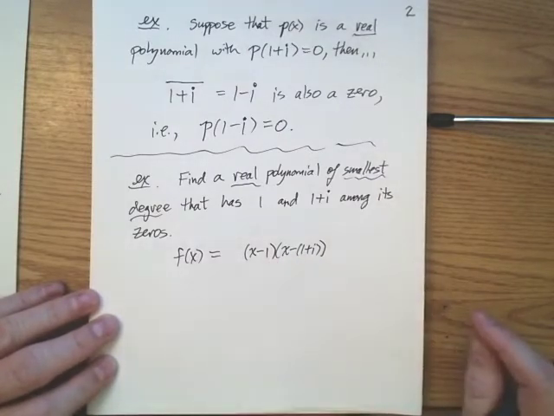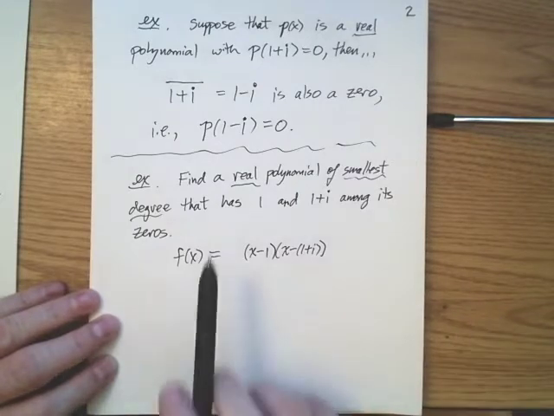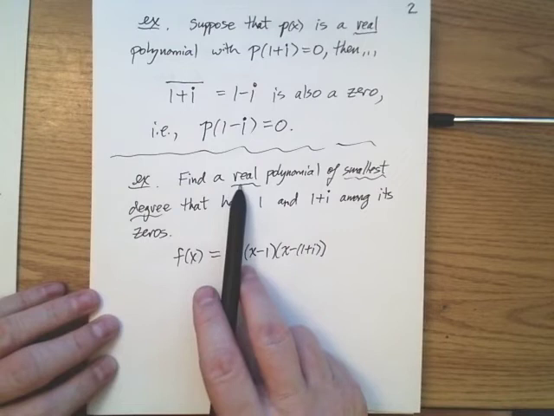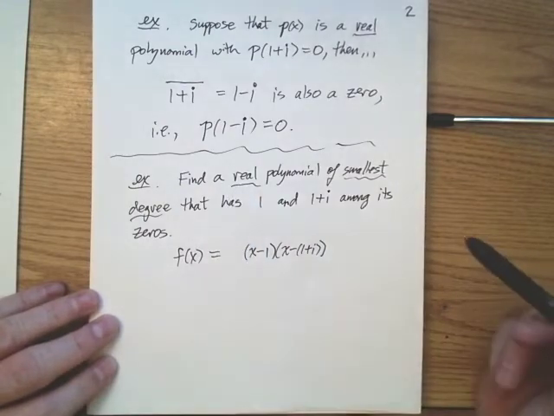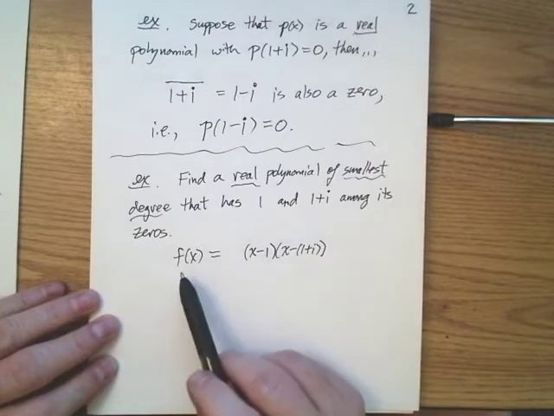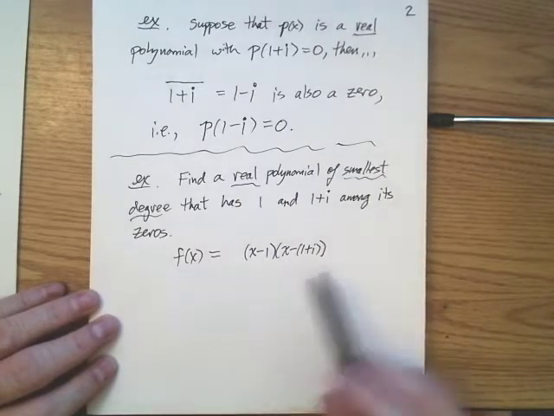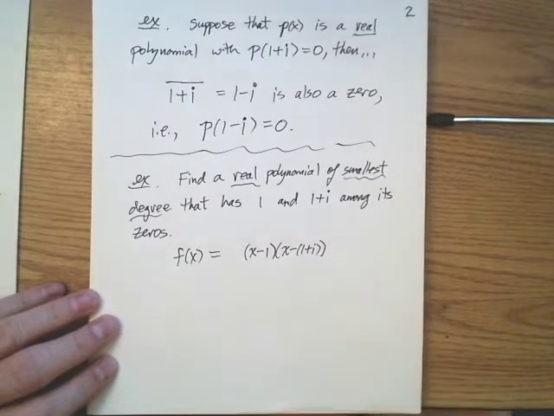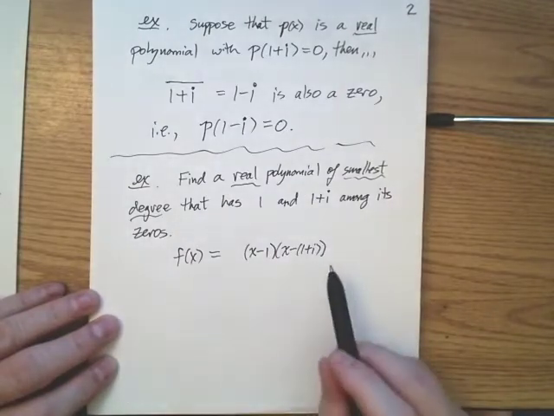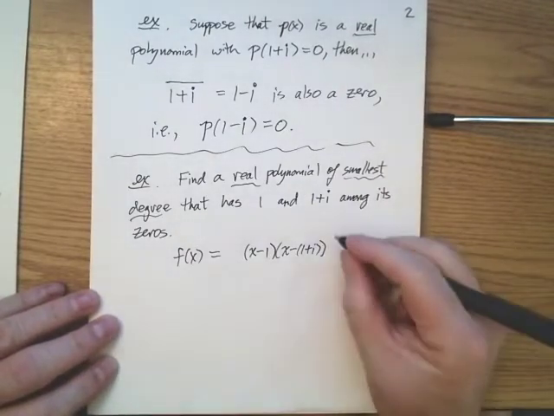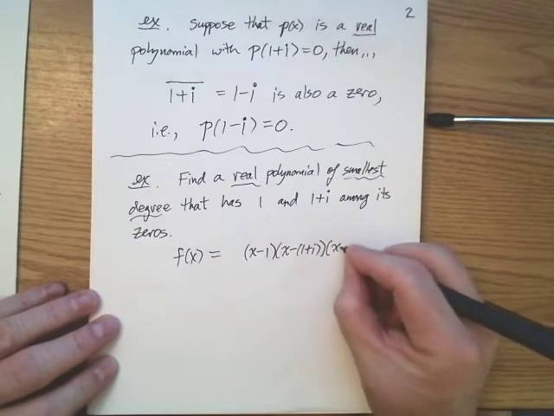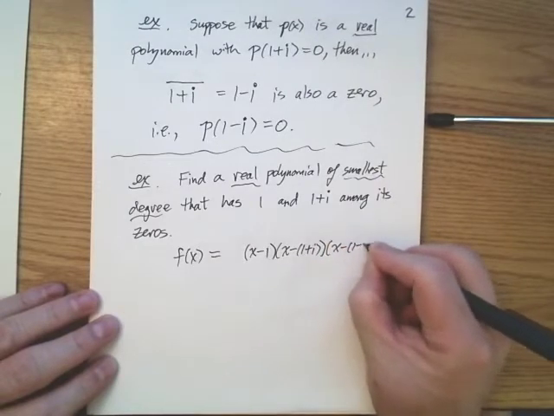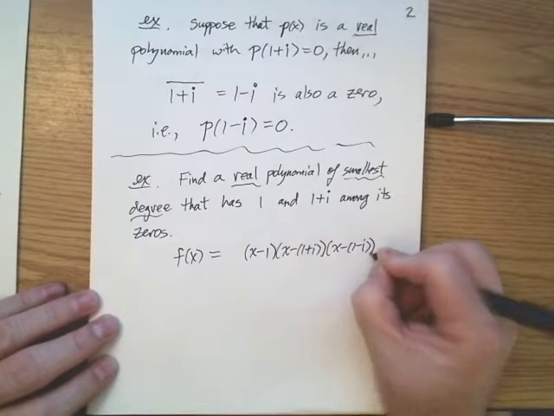The answer is no. Why? The answer why is the following. Notice that I said it has to be a real polynomial. Now, from the conjugate zeros theorem, if my answer f of x is going to be a real polynomial, if 1 plus i is a zero, its conjugate 1 minus i must also be a zero. That means I must have this factor x minus (1 minus i) in there also.